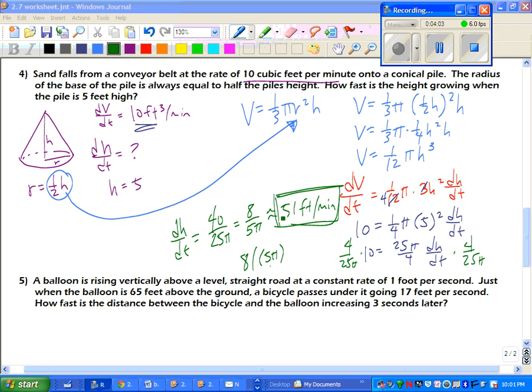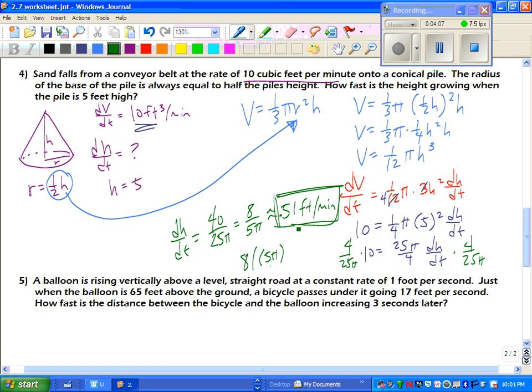Sorry, I didn't see the decimal on my answer key there. It should be 0.51 feet per minute.